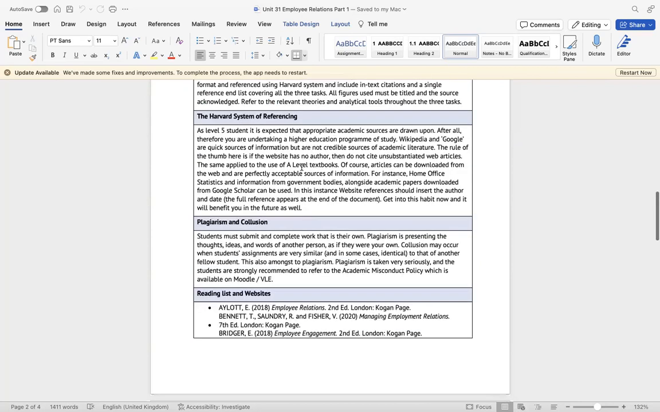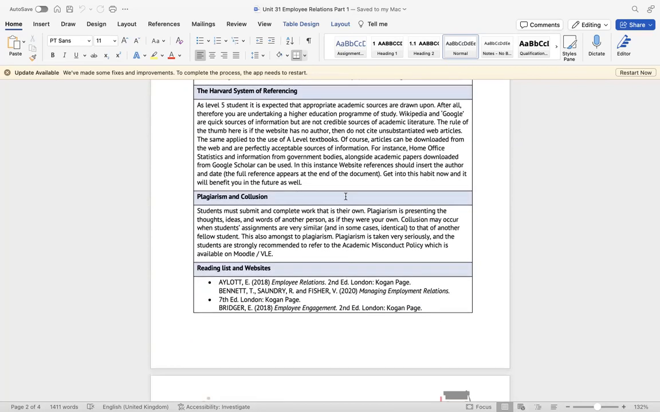We spoke about Harvard referencing and plagiarism. As you know, plagiarism is taken very seriously here at UK Versity. So make sure that you're firstly referencing your work correctly, but also you have to submit a declaration form. Find that declaration form on Moodle and submit it with your assignment. If you reference your work correctly, you don't have to worry about plagiarism at all.